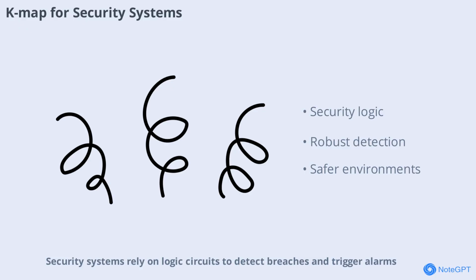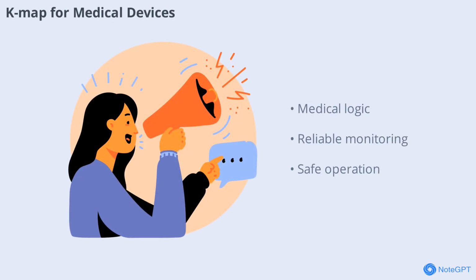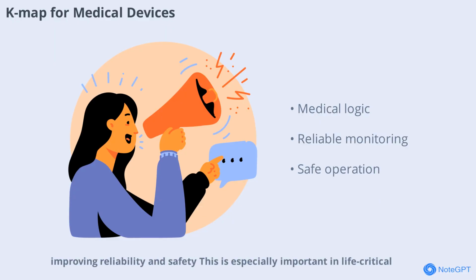Security systems rely on logic circuits to detect breaches and trigger alarms. K-maps help minimize the logic for these detection circuits, making the system more robust and less prone to false alarms. This leads to safer environments in homes, offices, and public spaces. Medical devices often use logic circuits for monitoring and control. K-maps can simplify the logic for these functions, improving reliability and safety. This is especially important in life-critical applications like patient monitors and infusion pumps.